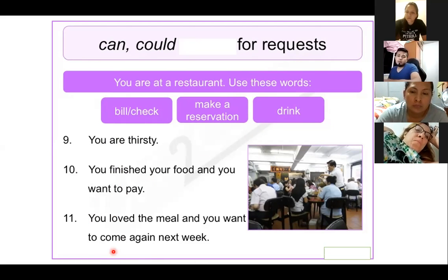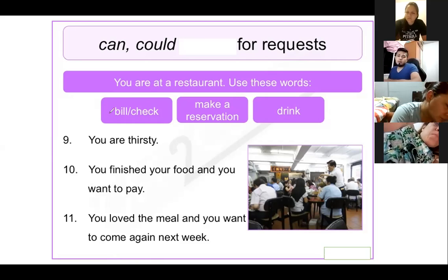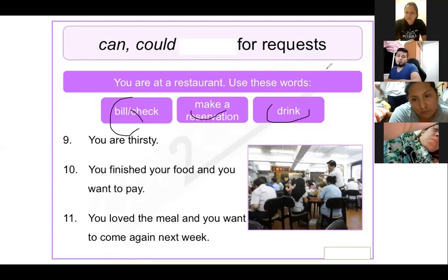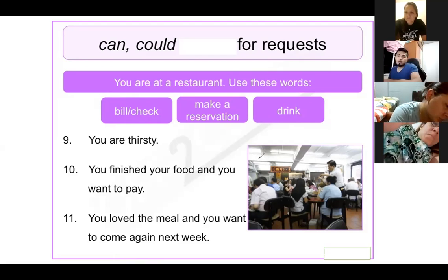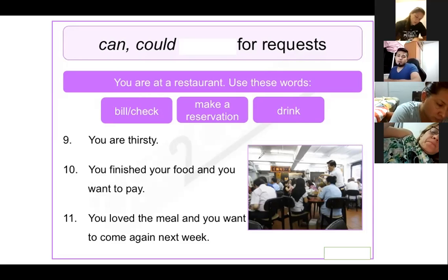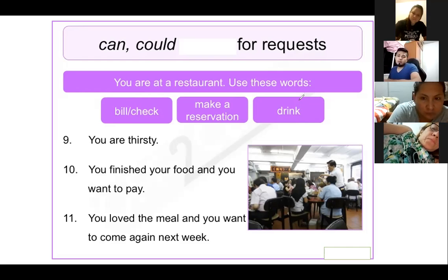Now, how can you make the first one? It says, you are thirsty. And then I have Bill. I have make a reservation, right? And I have drink. Which one are you going to use? You are thirsty. For example, right now, well, I am always thirsty in classes, always. Drink, okay, drink. Very good.